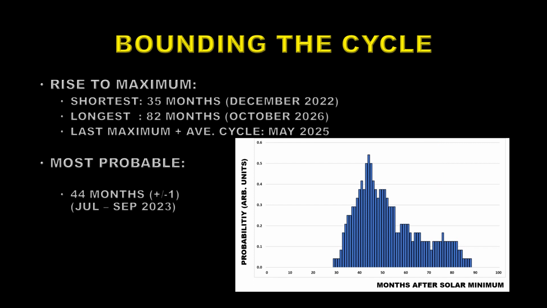Most probable is at 44 months with an uncertainty of plus or minus 1 month. That would put it in July to September of this year. The range is 40 months to 52 months. That's the most probable ones. That's above 35% probability. That would be April of 2023 to April of 2024. So it says sometime in the next year or so we're going to have maximum, if that's the most probable way that the cycle evolves.